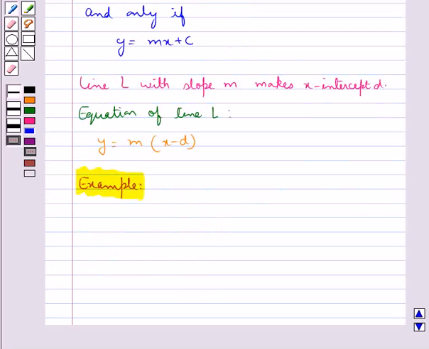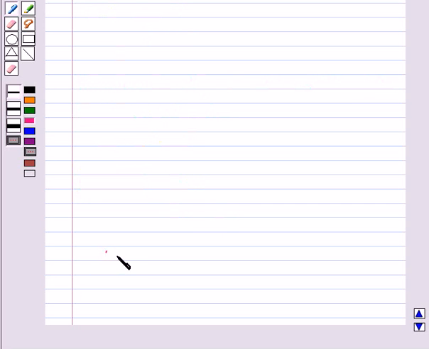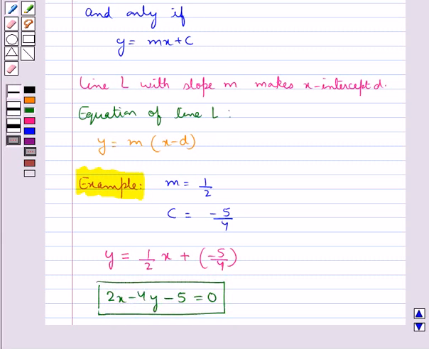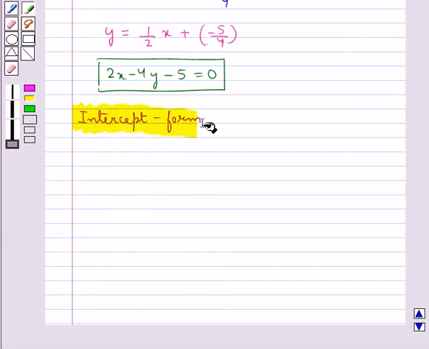We need to find the equation of a line whose slope, that is m, is equal to 1 upon 2 and y-intercept, that is c, is equal to minus 5 upon 4. The required equation of the line is given by y equal to m, that is 1 upon 2 into x plus c, that is plus minus 5 upon 4. So from here we get 2x minus 4y minus 5 is equal to 0 is the required equation of the line.